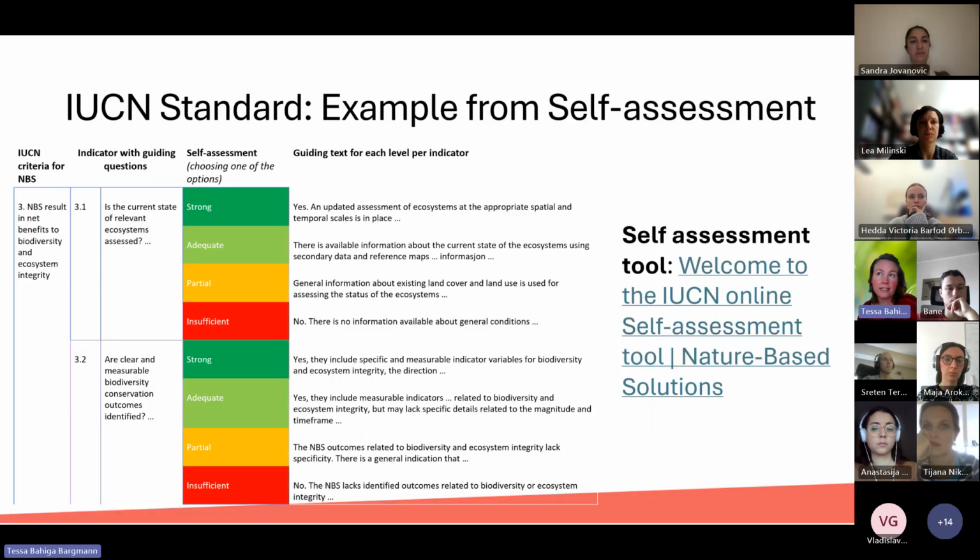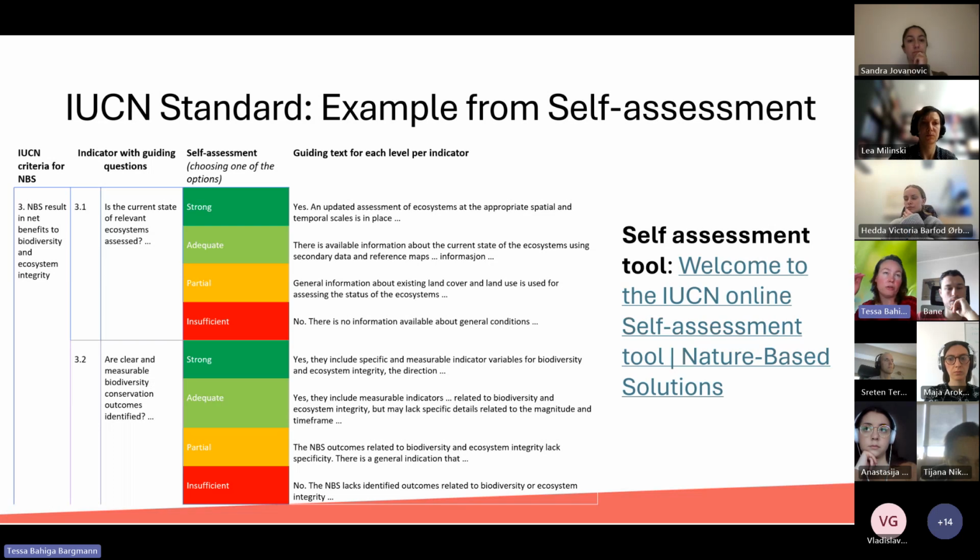I'm not going to go into a lot of detail here because this is very, very detailed. So this is an example. The IUCN has a self-assessment system. You can also click on that when you get the presentation. It's a tool that helps you; it's a sort of checklist, really. So there's one example here on this slide for criterion 3, the biodiversity criterion, and that's a sub-criterion. So the criterion is that a nature-based solution results in net benefits to biodiversity and ecosystem integrity. And then there are some sub-categories. Is the current state of relevant ecosystems assessed?